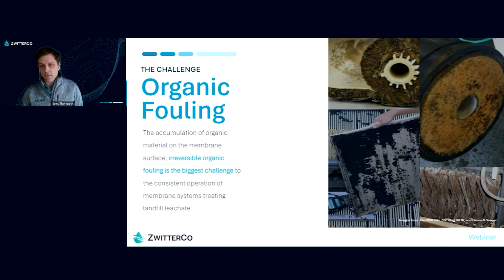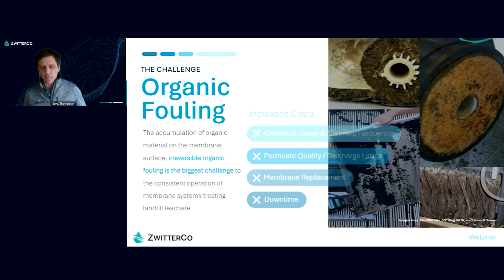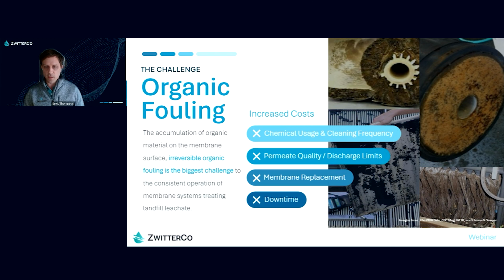And so, like I said, to prevent this from happening, typically you would clean your membranes before it gets to this point. But there's a lot of costs associated with cleaning membranes. So you have chemical usage. You could be using formulated cleaners, which could be expensive. A lot of landfills clean their membranes at least once a week, sometimes as often as every day, depending on how bad the fouling has gotten.